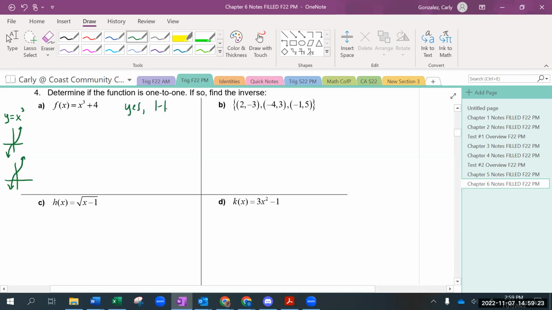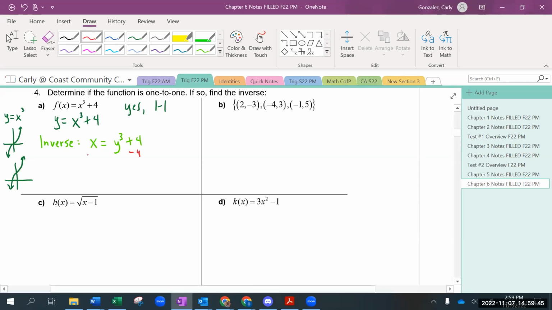So now we can find the inverse. We could rewrite f of x using y. So y equals x cubed plus 4. And then when we switch to find the inverse, we can switch x and y. X equals y cubed plus 4, and then we will solve for y.